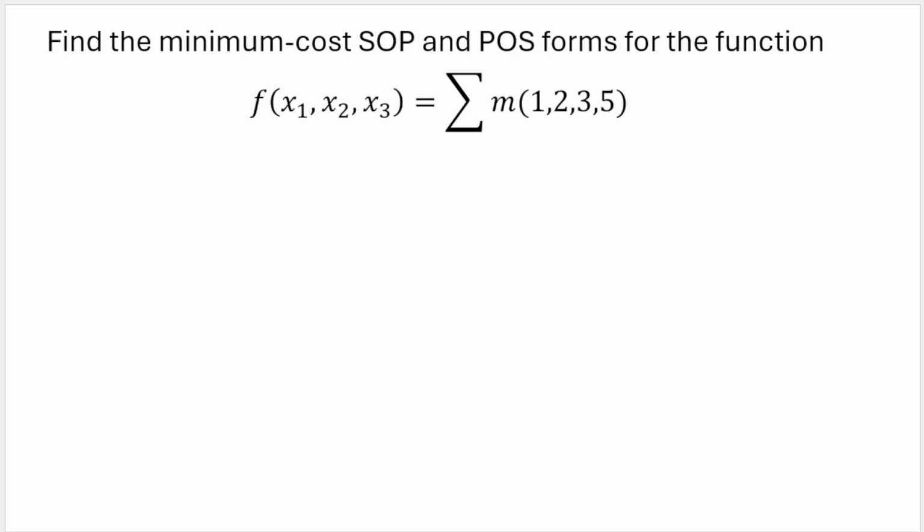Okay, here the question is find the minimum cost SOP, sum of product, and POS, product of sum, forms for this function here. The function f(x1, x2, x3) is equal to the sum of the minterms of 1, 2, 3, 5. Okay, let's see what we get from here.